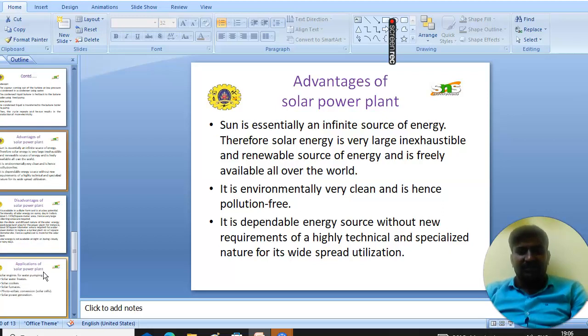Next, we will see the advantages of the solar power plant. The sun is essentially an infinite source of energy. Therefore, solar energy is very large, an inexhaustible and renewable source of energy, and is freely available all over the world. It is environmentally very clean and is hence pollution free. It is a dependable energy source without new requirements of a highly technical and specialized nature for its widespread utilization.